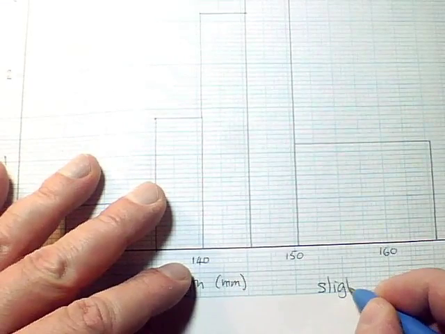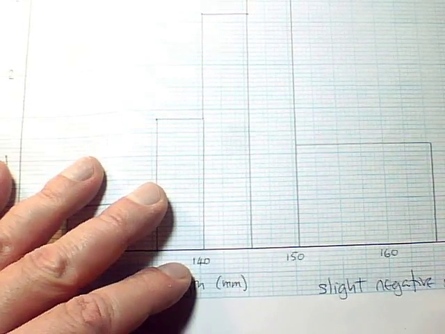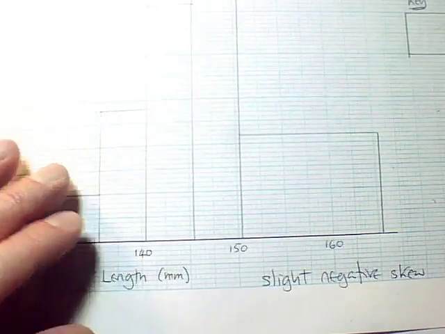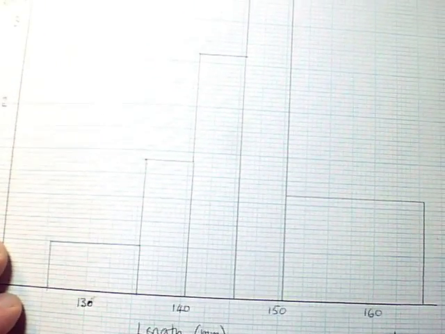So that would be my comment on the shape of the distribution. There is slight negative skew. But it isn't a particularly obvious case of skew. And if you had written approximately symmetrical for this distribution, then I think that's fair enough too.